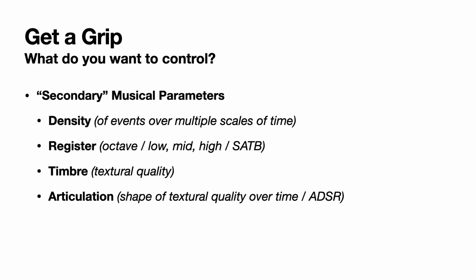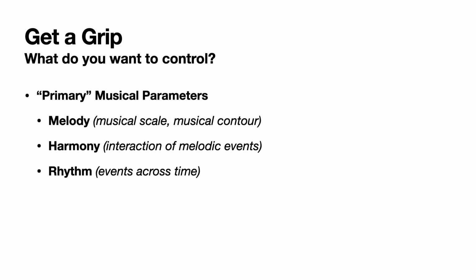The timbre, the textural quality, the articulation, the envelope, right? The shape of textural quality over time, the shape of the volume over time, the ADSR, the attack, the decay, the sustain, the release. That's the envelope talk. These are the things that are very easy to then change, and I tend to change them in real time with my hands, whereas I allow those primary parameters a little less hands-on control and a little more machine control.